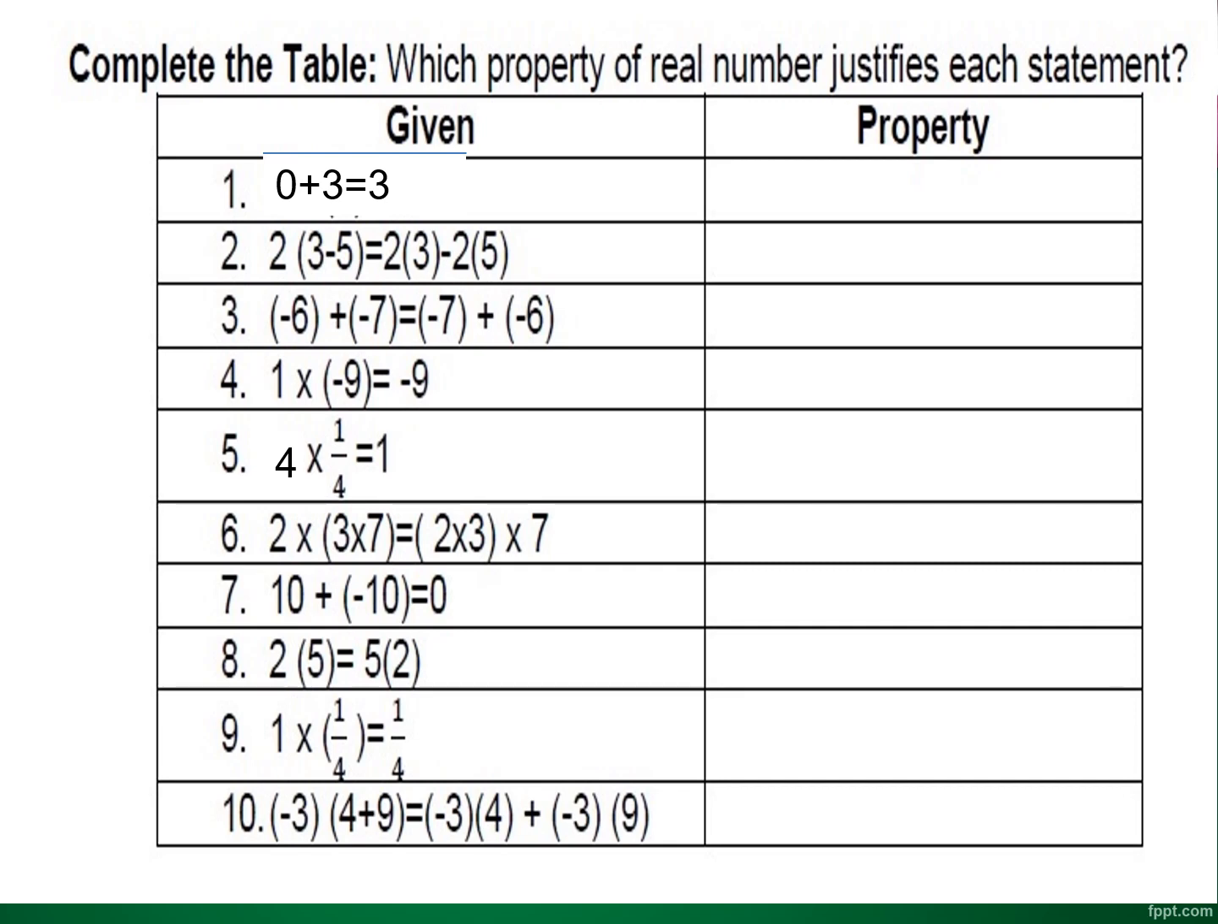Okay? Galing naman. Number 6, 2 times the quantity of 3 times 7 equals to 2 times 3, times 7. So, ano ito dito? Yung may groupings. Yung binabago natin yung groupings, pero yung sagot, yun pa din. Yes, we have associative. Then we have associative property of multiplication in number 6.